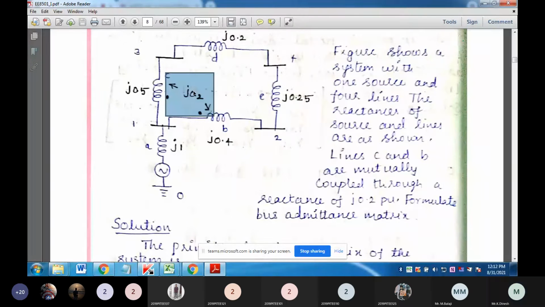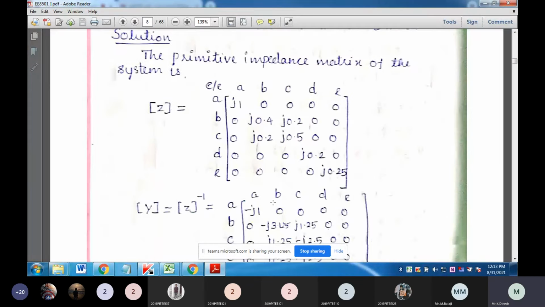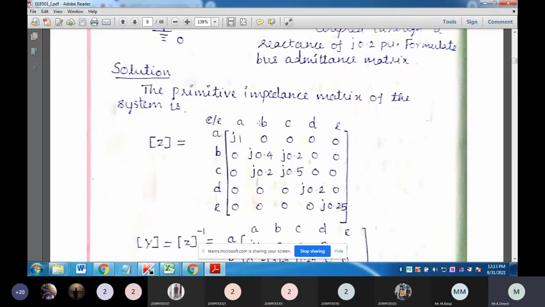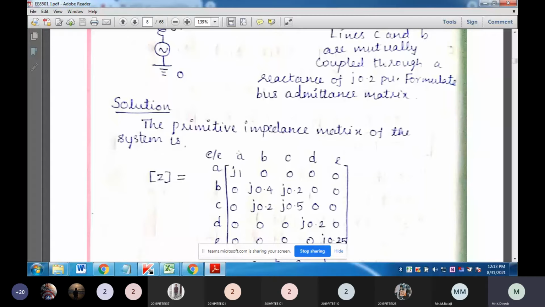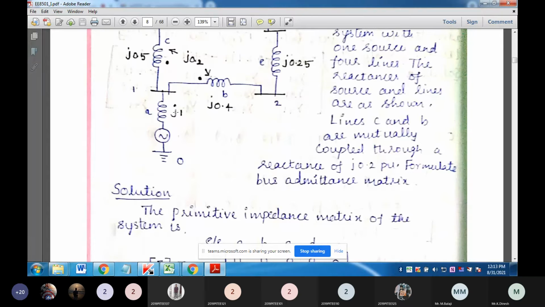சரியா? So first we have to find out the primitive admittance matrix or impedance matrix Z. So Z கிடைச்ச பிறகு அதை இன்வெர்ஸ் எடுத்துக்கலாம். So we have 5 branches. So A, B, C, D, E, row wise as well as column wise. So from A to A you have J1. From B to B you have J.4.